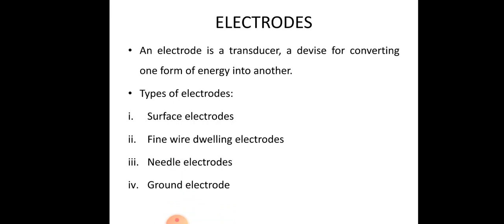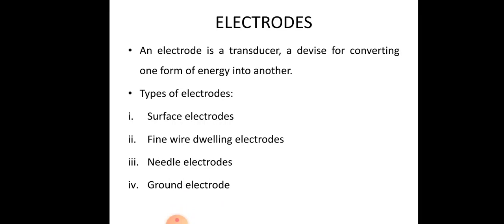Types of electrodes in EMG are surface, fine wire indwelling electrode, needle electrode, and the ground electrode. Coming to the surface electrode, they are used for NCV, that is nerve conduction velocity, and also in EMG. They pick up the signal from superficial muscle as well as groups of muscles. Fine wire indwelling electrodes are used for study of small and deep muscle. Needle electrodes are used to record the signals from a single motor unit potential.